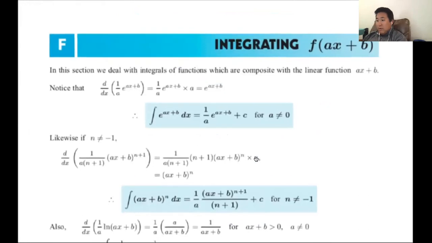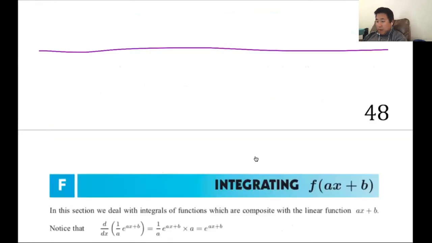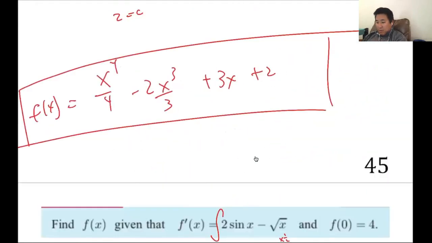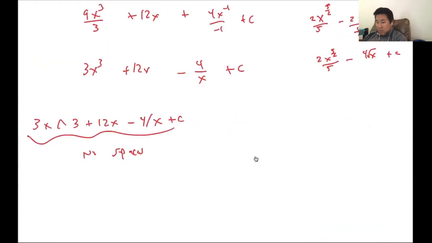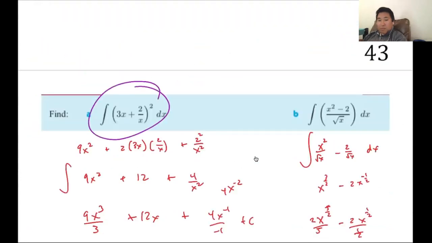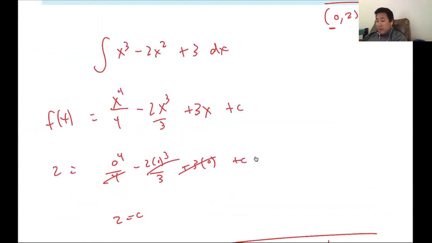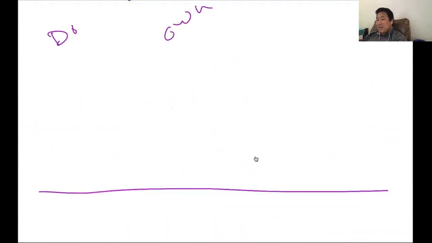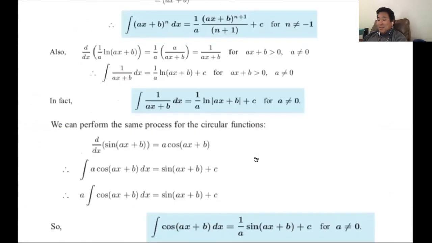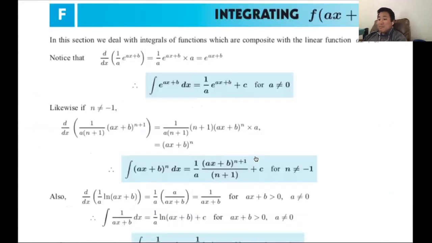So now we're going to talk about integrating something like ax plus b. Remember when we had the problem up here, this one right here? I just foiled it and then took the antiderivative, which was x squared, not a big deal. x cubed, not that big of a deal. But when it's x to a decent number, kind of a big deal.